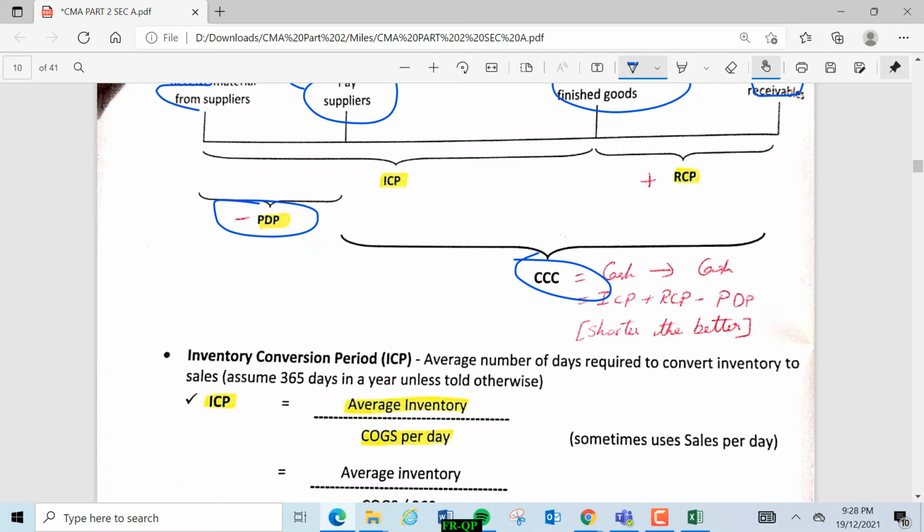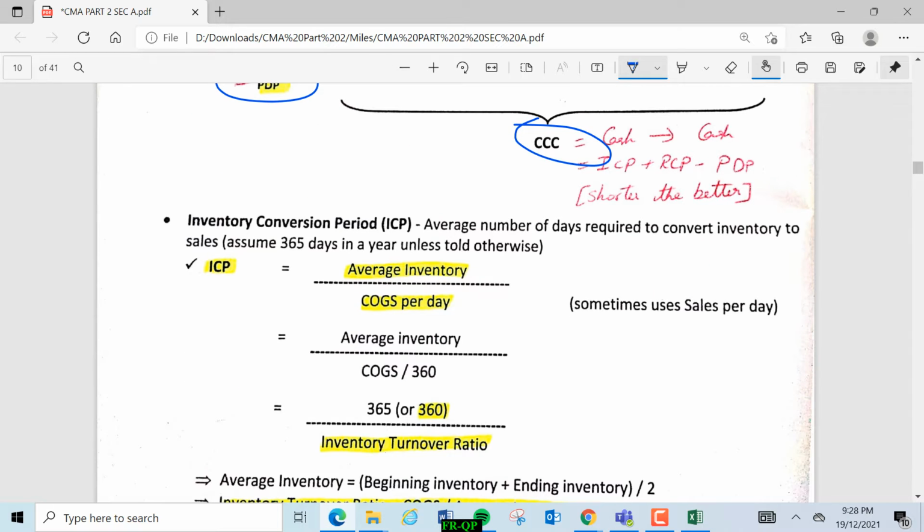Okay, so sometimes how will you calculate the inventory conversion period, how much time generally it will take to convert your inventory. So in that case, what is the formula? First of all, you need to know the average inventory divided by COGS per day. So when you say the COGS per day, it means you may need the COGS.